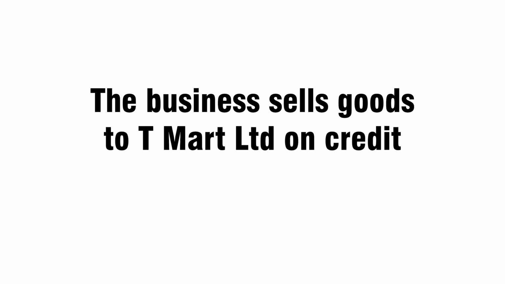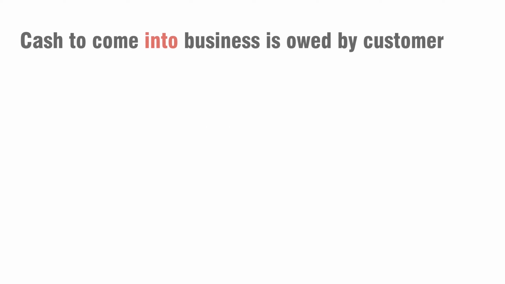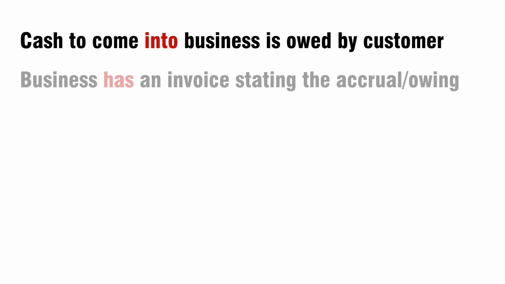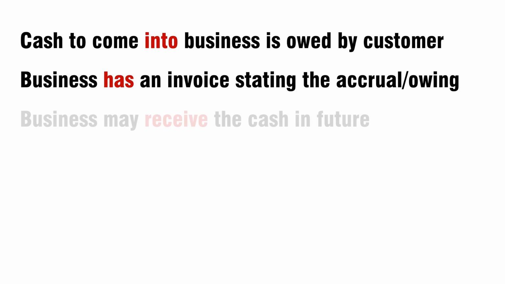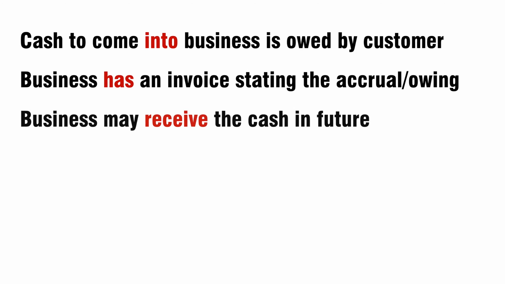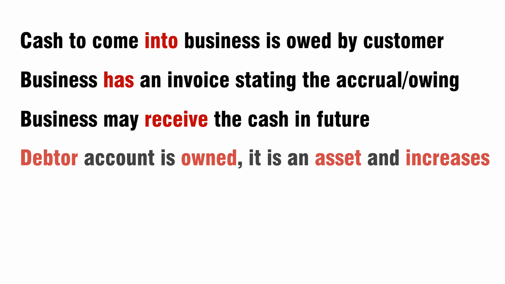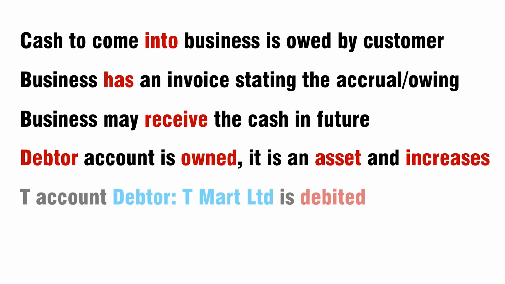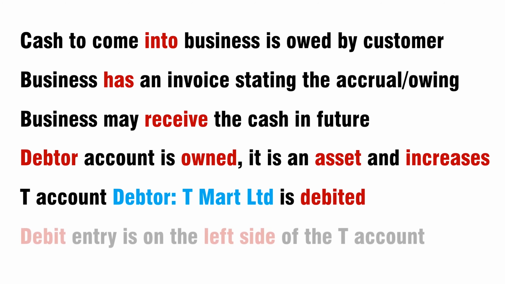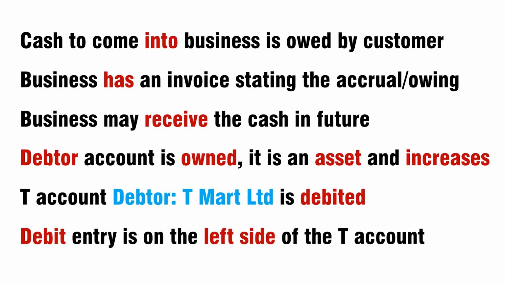Transaction 5. The business sells goods to T-Mart Limited on credit. Recording entry 1. Cash to come into business is owed by customer. Business has an invoice stating the accrual or owing. Business may receive the cash in future. Debtor account is owned. It is an asset and increases. T account debtor T-Mart Limited is debited. Debit entry is on the left side of the T account.